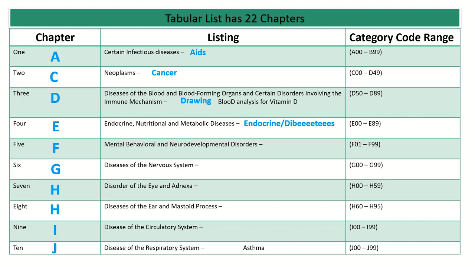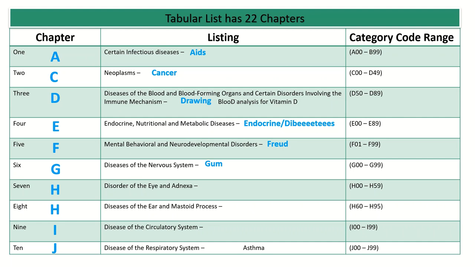Yes, chapter 5. This is where you'll find your diseases for mental, behavior, and neurodevelopmental disorders. When we think of code series F01 through F99, we think of Freud, the father of psychoanalysis and mental health disorder treatment. Chapter 6, these are diseases of the nervous system. The diseases of the nervous system begin with the letter G, G00 through G99, and G is for gum. Gum pain is terrible nerve pain.